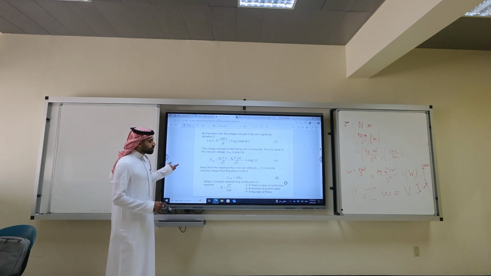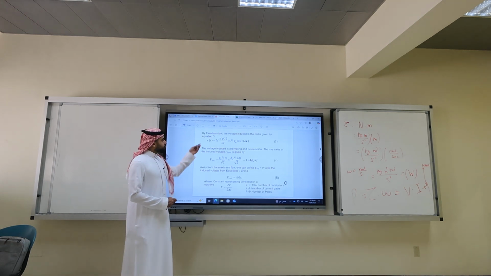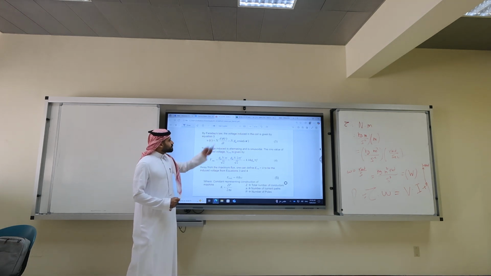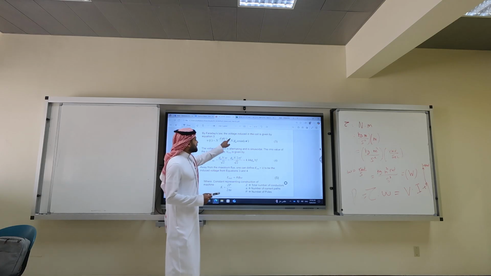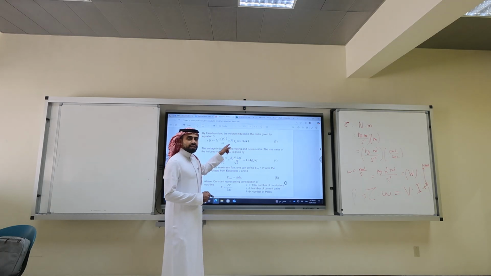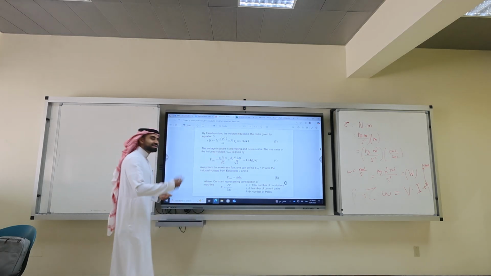What is happening here? Do you remember Faraday's law? The voltage that appears is N times the change of that flux. There is a typo here, add a negative sign, because the derivative of cosine is a minus sign. There is a negative sign. Add the negative sign, but it's not important.